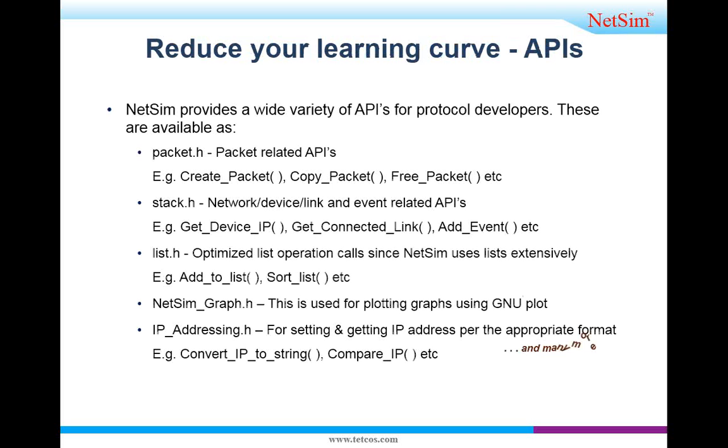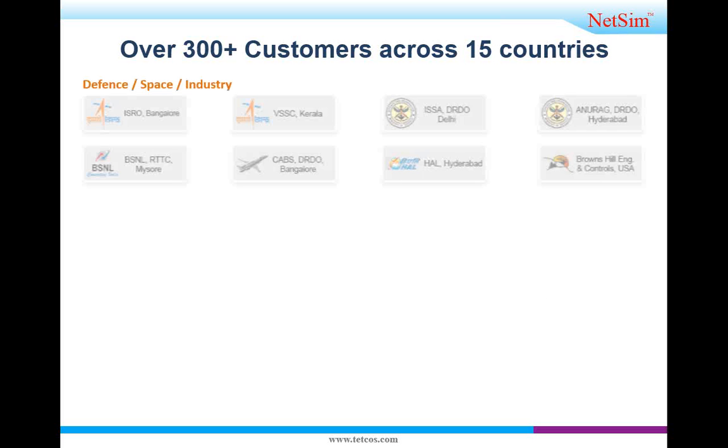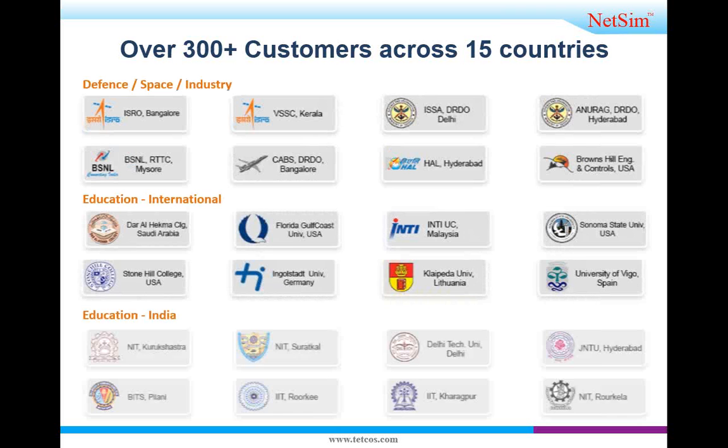So here are some APIs given here. In order to reduce time and effort of protocol developers, NetSim provides APIs which can be reused to perform activities like packet creation, deletion, IP address comparison, and many more. NetSim also provides a manual in the help section to assist developers while writing or editing the source code. So packet.h, stack.h, list.h, these are the APIs which are helpful for developers. These are the 300-plus customer base of NetSim in various domains like defense, space, industries, education, international, India.